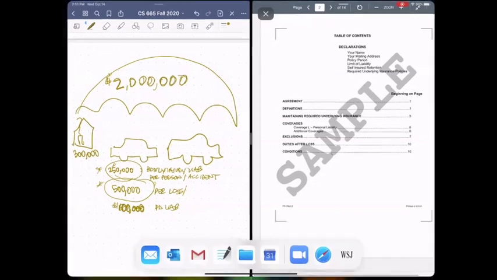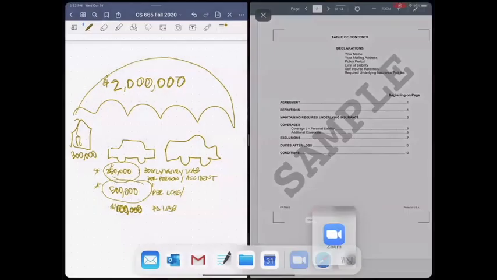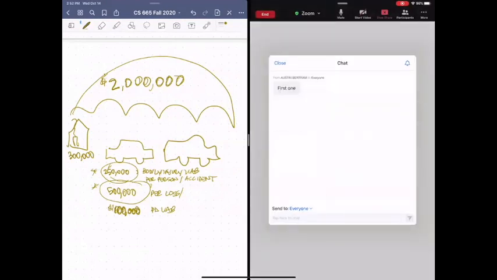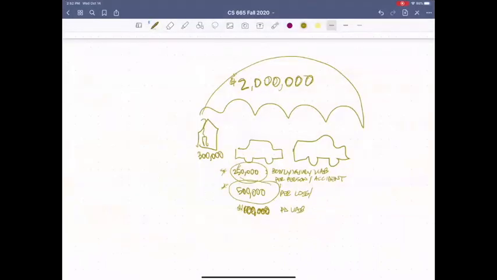Who wants to guess? What do you think is the most common liability claim from a homeowner's policy? Anybody? I'll give you a clue. Four legs. Dogs. Dog bites. So if you have a dog bite claim, that can be a problem.